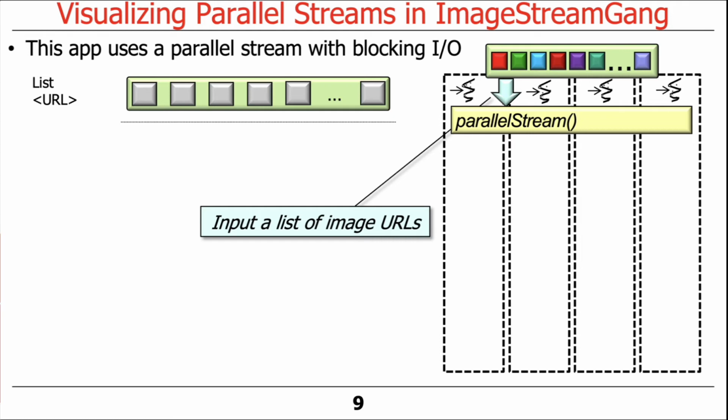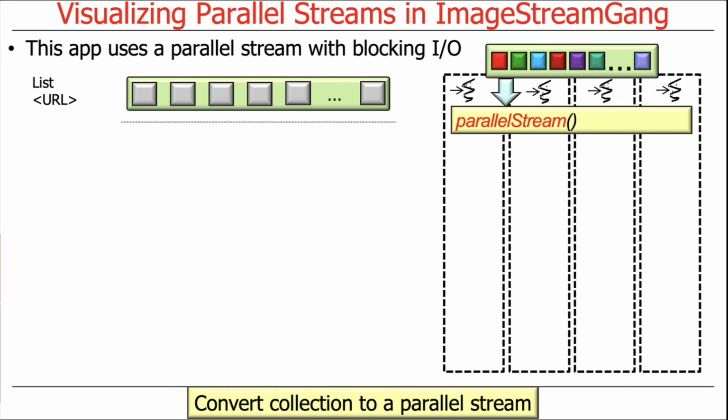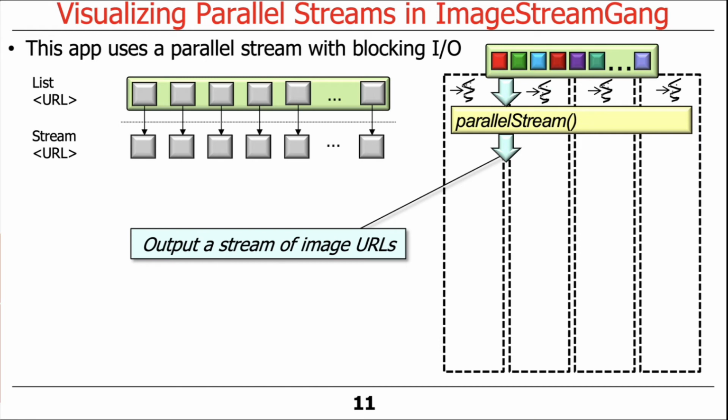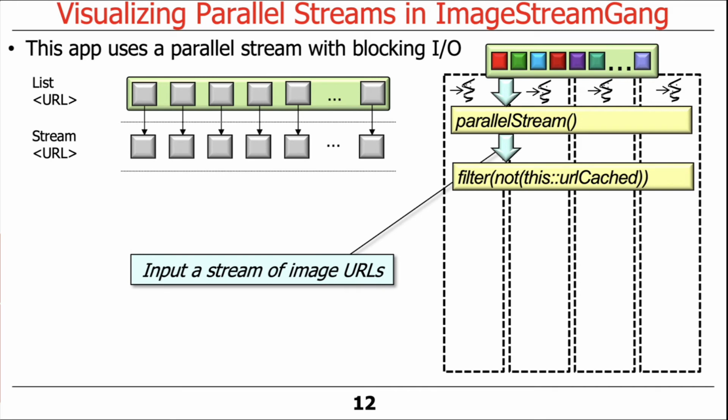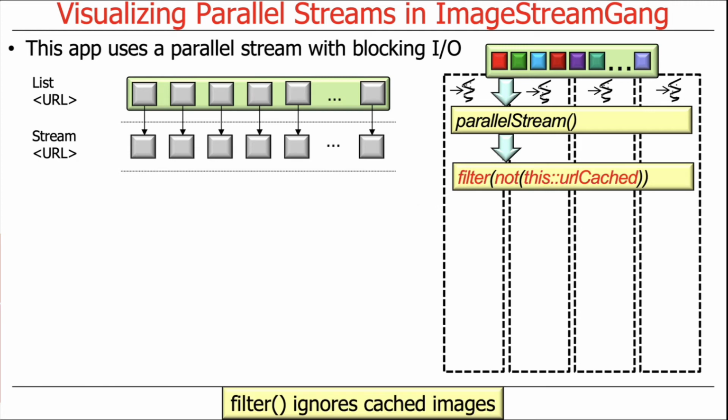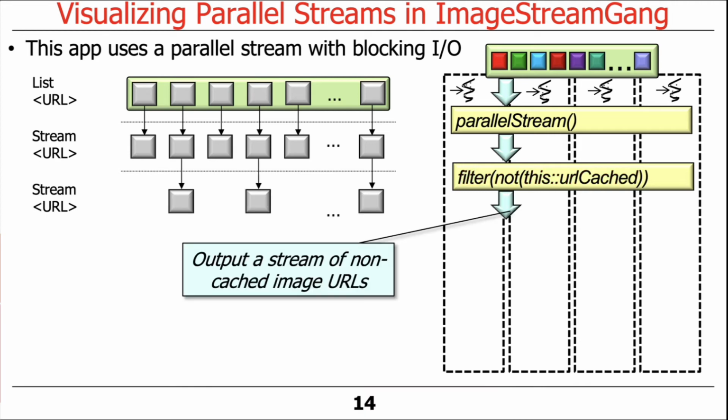So we start out with a list of image URLs, which we got from a user or from a file or whatnot. We then convert that list into a parallel stream by using the parallel stream factory method. That then creates us a stream of URLs. We then go ahead and take the stream of URLs and input it into the next phase in our pipeline, which is the filter intermediate operation. What filter is going to do is ignore images that are already cached. So if an image is already cached, we're going to ignore it. And that's going to output a stream of non-cached image URLs, so there could be fewer than we came in with.